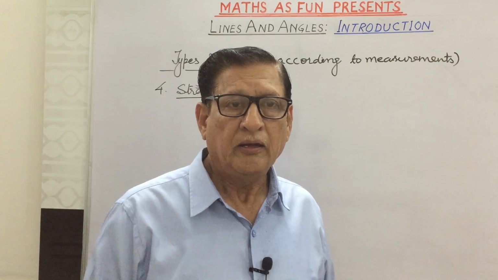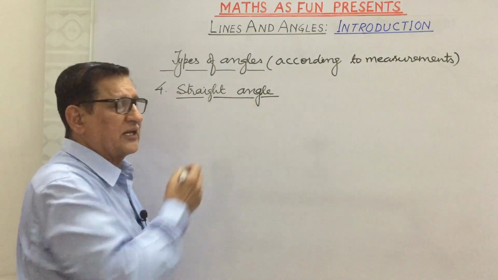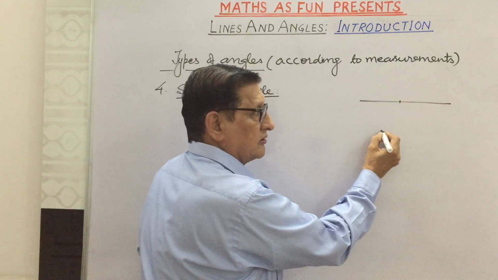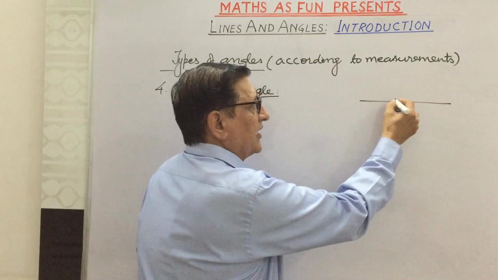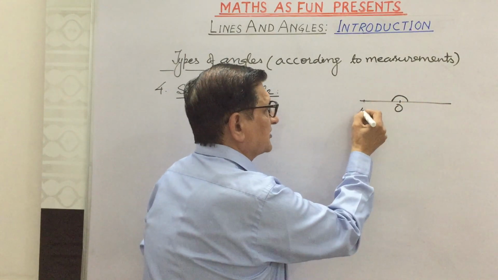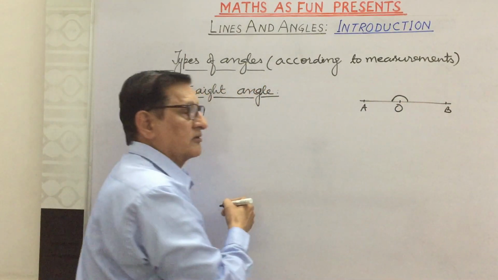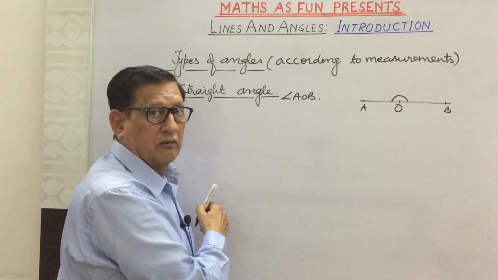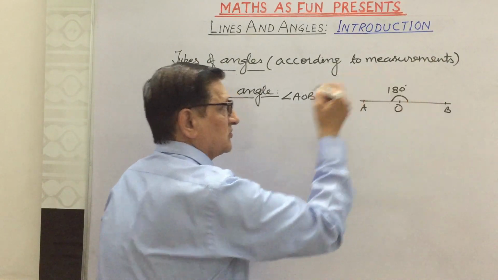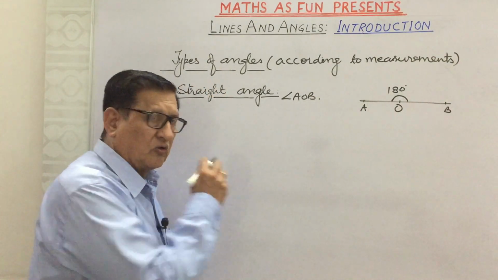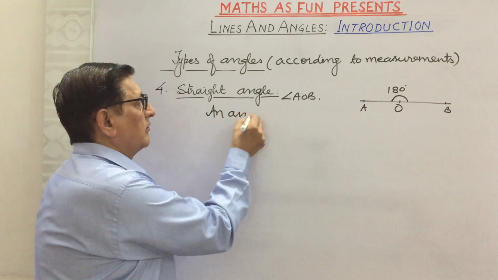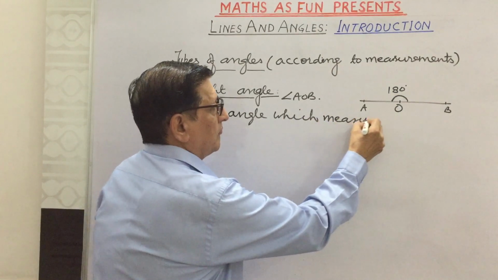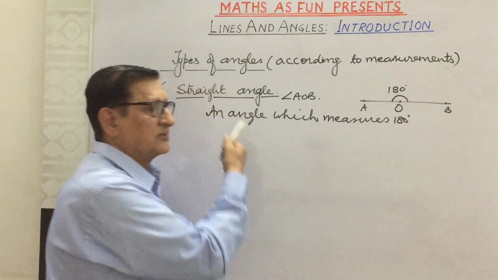Number 4, we have straight angle. That is, if we draw a straight line and take a point on it, then we can form two arms and an angle here. We can take points A and B on both the sides of it. Then angle AOB is a straight angle because this measures 180 degrees. So we say an angle which measures 180 degrees is a straight angle.